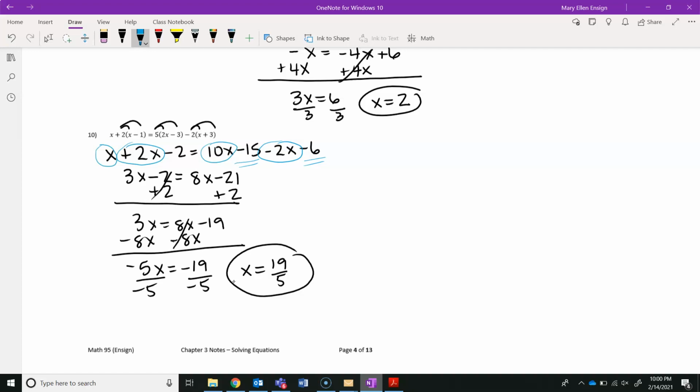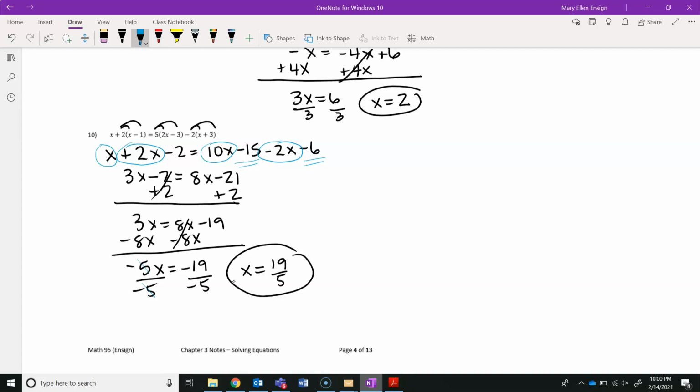So I chose to move the 2 over. I get 3x equals 8x minus 19. I chose to move the 8x to the left now because I want all the x's on the left side. I get negative 5x equals negative 19. I divide by negative 5 so that these cancel out. A negative divided by a negative is positive, and my answer is 19/5.